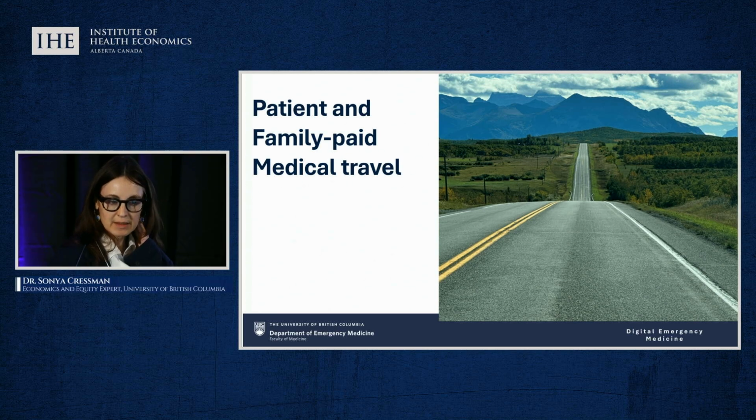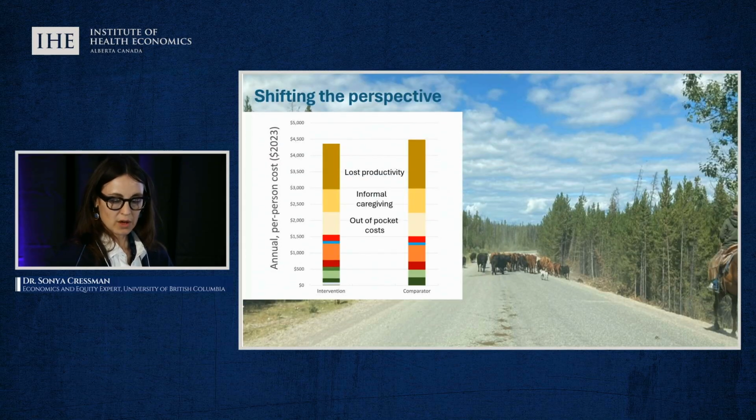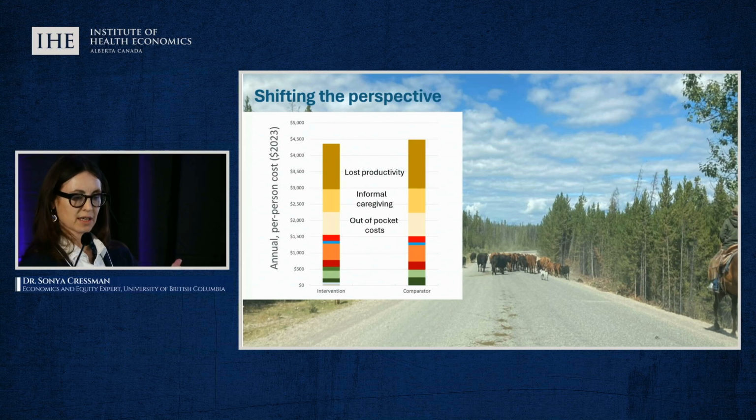Patient and family paid medical travel is obviously an issue for rural health, but it can be quite a significant cost contributor, and we call this cost sharing, like how much is offset by the patients and family, how much do they pay for their time, for lost productivity, for paid or unpaid work, how much do they pay for informal caregiving when they need to have someone attend with them. And out-of-pocket is just related to the fuel and maintenance of a car, and usually sometimes accommodations overnight. And if you're living in Bella Coola, you might run into one of these roadblocks that cost you extra time.